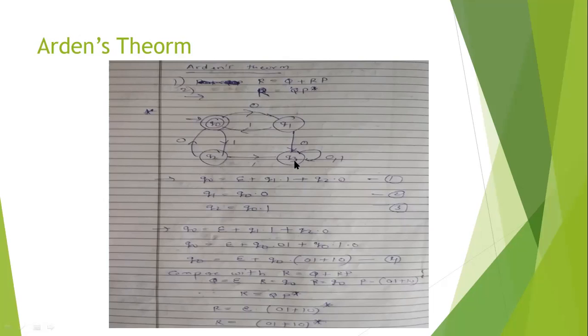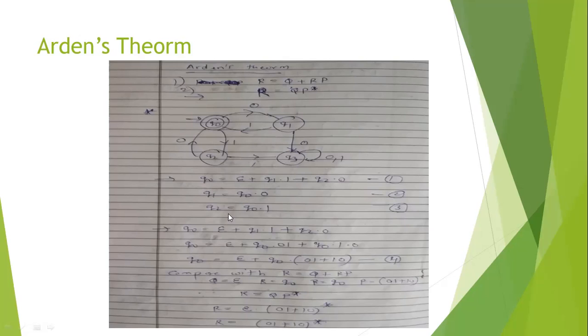Why are we not forming any equation for Q3? That is the question. Because in Arden's theorem, basically we are solving the equation for only the final state. What is the final state? Q0 is equal to epsilon plus Q1 dot 1 plus Q2 dot 0. But here, as Q0 is the final state, there is only the requirement of Q1 and Q2. There is no requirement of Q3 as such, so no need to form any equation for Q3. We have derived equations only for Q1 and Q2.